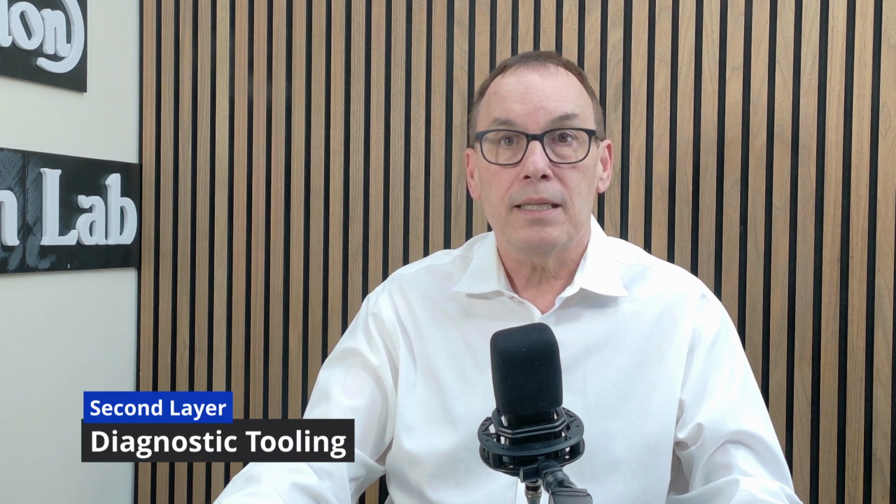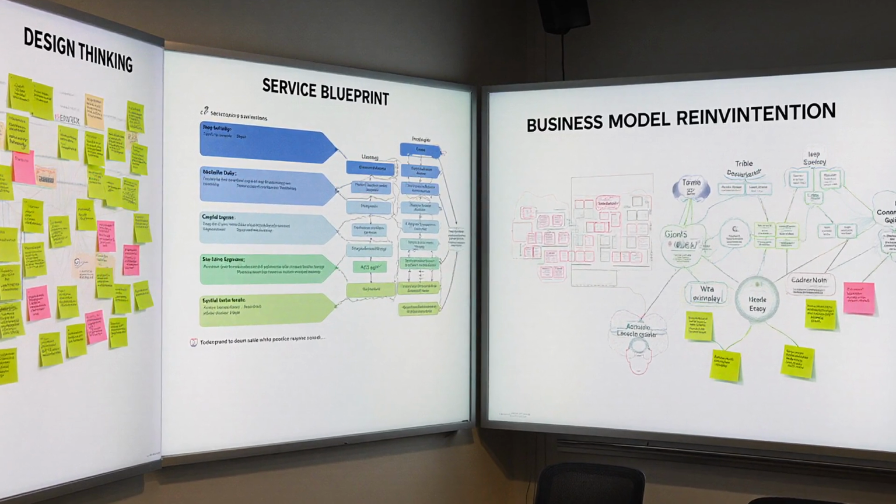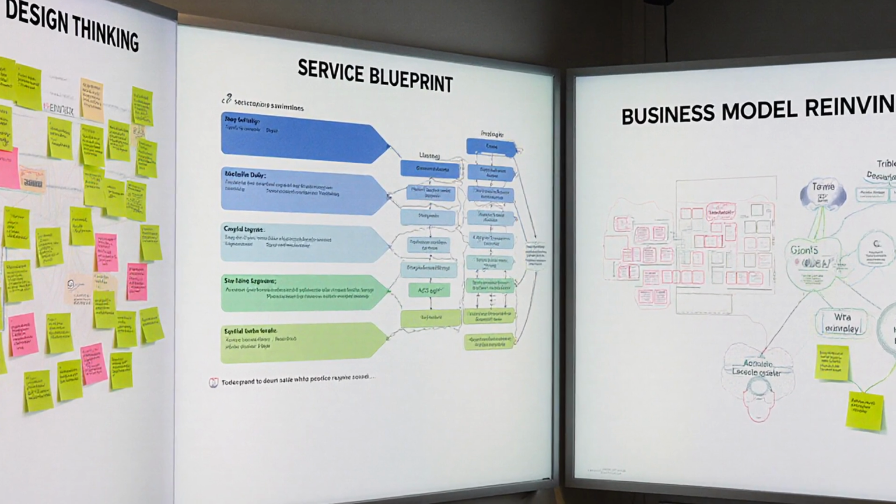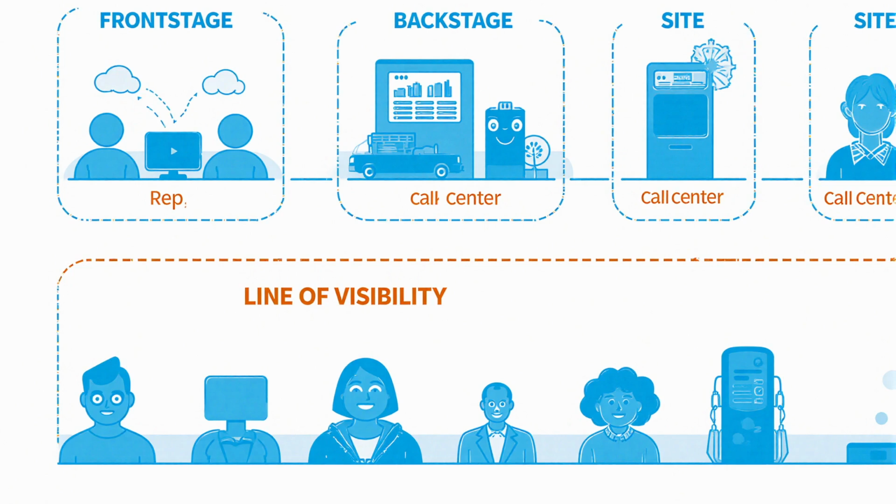The second layer is diagnostic tooling. Empathy is great, but you need a way to map the complex reality of the user's journey. This is where our CT scan comes in, the service blueprint, a diagram that visualizes every single touchpoint and process. It has two critical zones separated by a line of visibility. Above the line is the front stage, everything the customer sees and interacts with. Below the line is the backstage, the invisible work that makes the front stage possible.